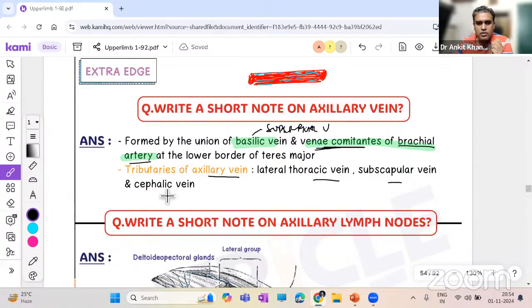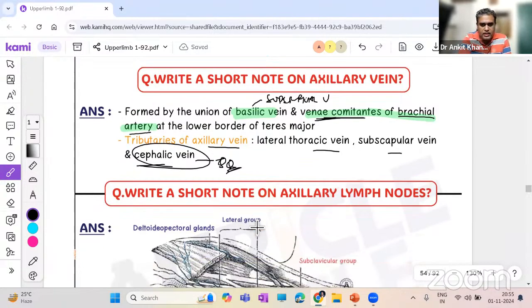Tributaries, there are a couple of tributaries over here. The cephalic vein also drains into the axillary vein. Remember, that is also a question asked in MCQs. So do remember these couple of lines. This might help you. Write a short note on axillary lymph nodes, guys.